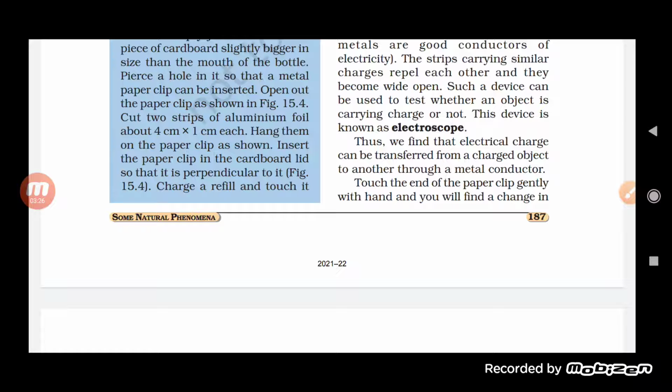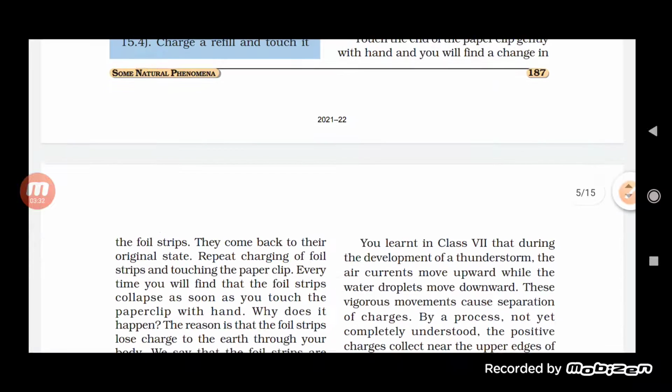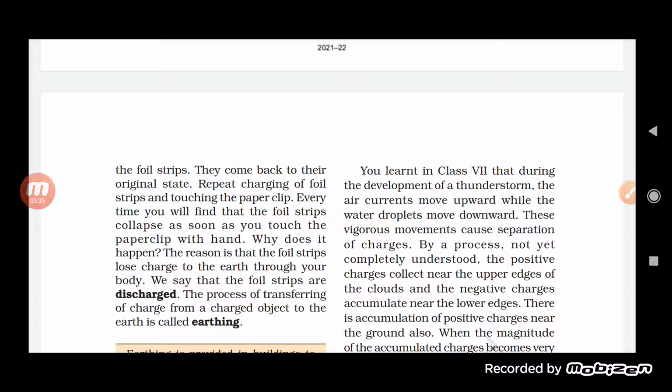Now touch the end of the metal paper clip gently with your hand, and you will find a change in the foil strip. Again, when we take an uncharged body and touch the foil strip, we will find that it again reaches its own position. Okay, so that means they will come back to their original state.